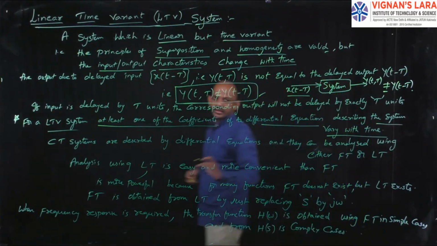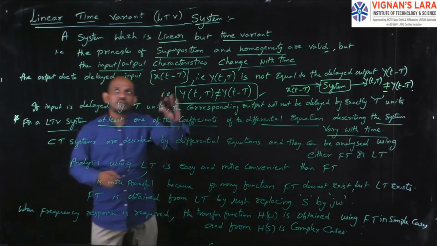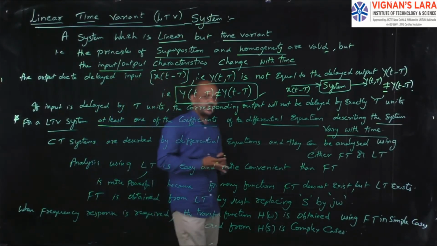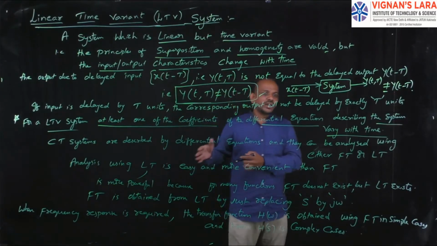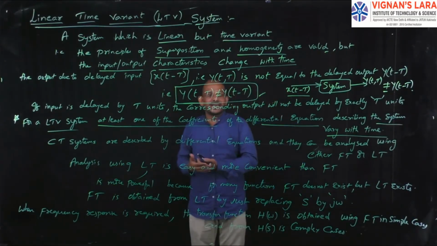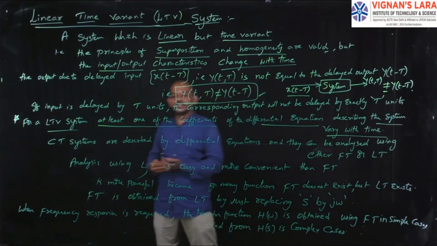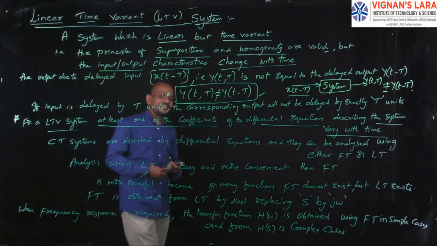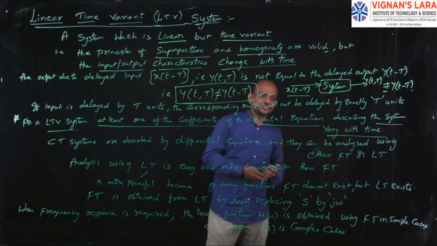Okay, so this is regarding linear time variant systems. Previously I explained to you about the linear time invariant system, the LTI system. Here I have explained an LTV system, that is, a linear time variant system.